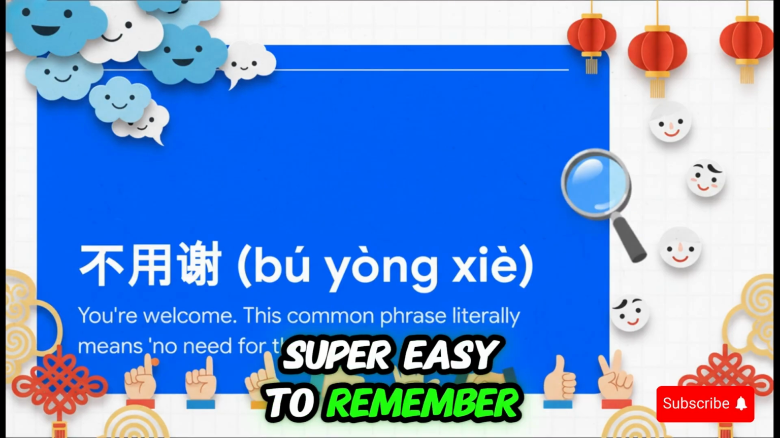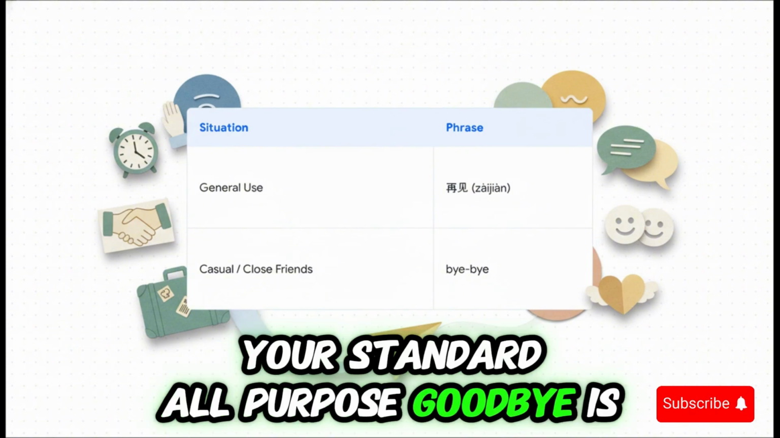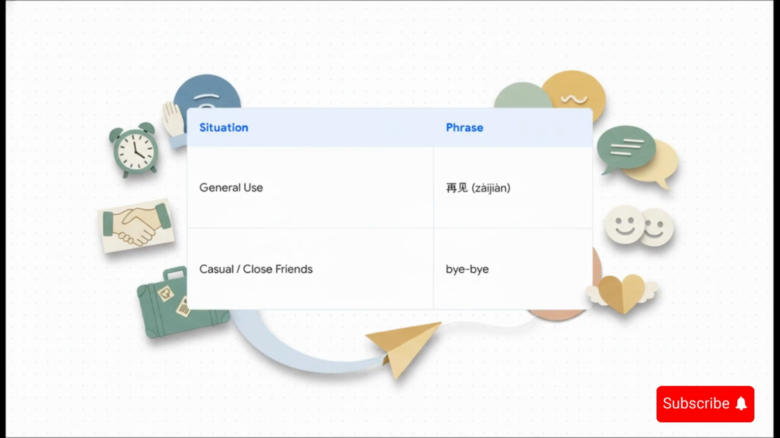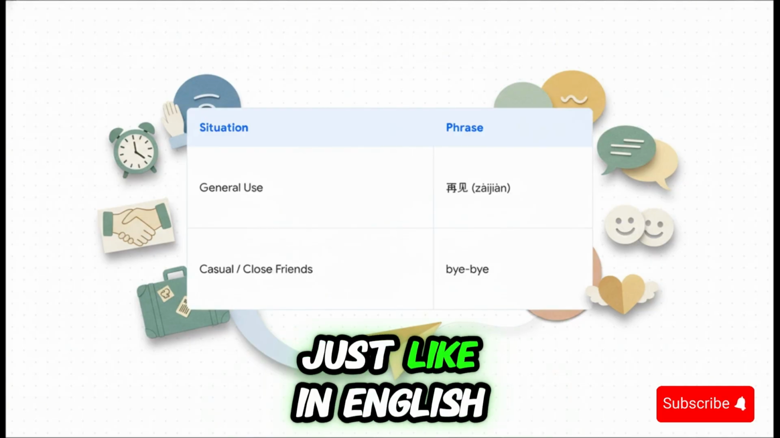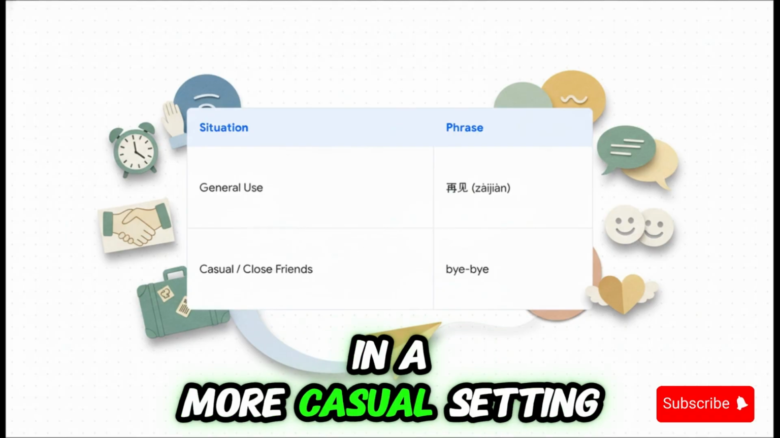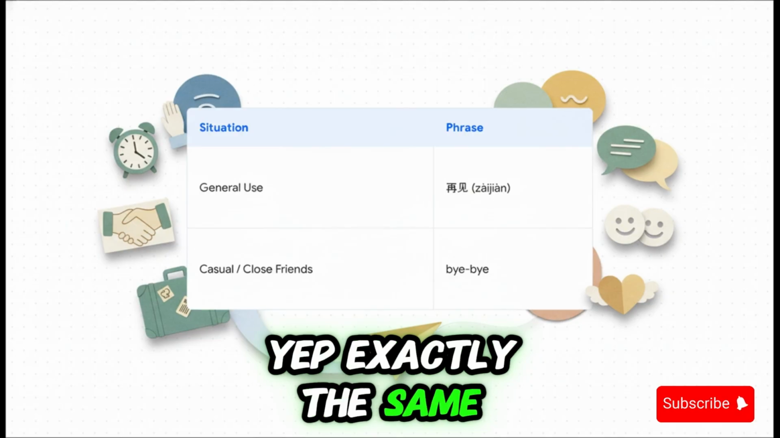Super easy to remember. Now when it's time to head out, you've got a couple of choices. Your standard all-purpose goodbye is 再见, 再见. It literally means see you again. But here's a fun one. Just like in English, if you're with friends or in a more casual setting, it's super common to just say bye-bye. Yep, exactly the same.